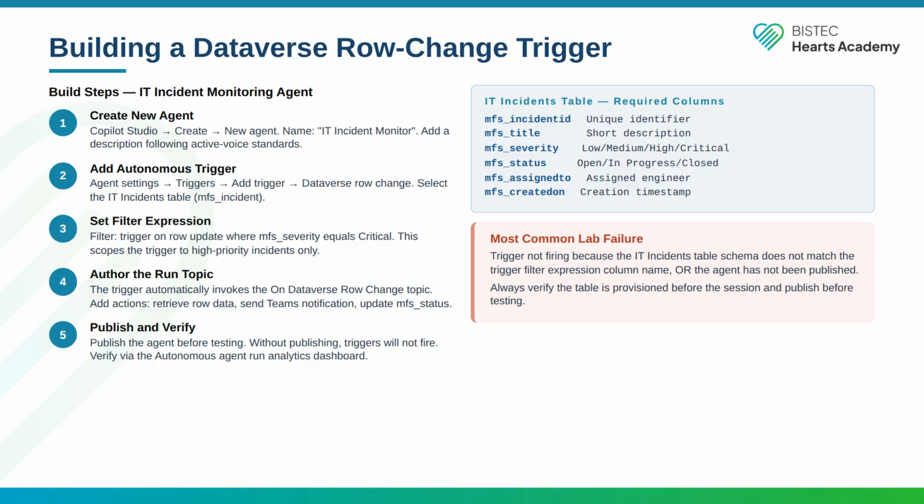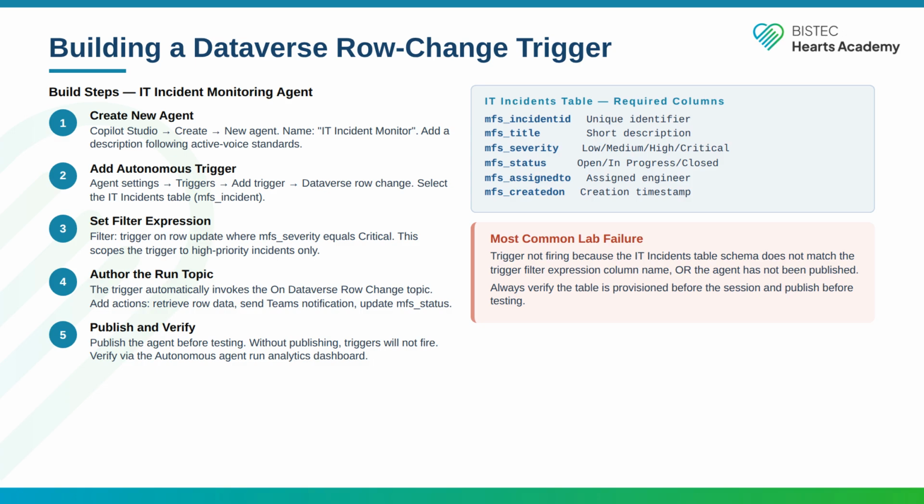Step 4: author the run topic. The trigger automatically creates an On Dataverse row change topic. Inside it, add 3 actions. Retrieve the row data to access incident details. Send a Teams notification using the incident title and severity. Update MFS status. Add the clear variable values node targeting conversation history before the first action. We cover why on the next slide.